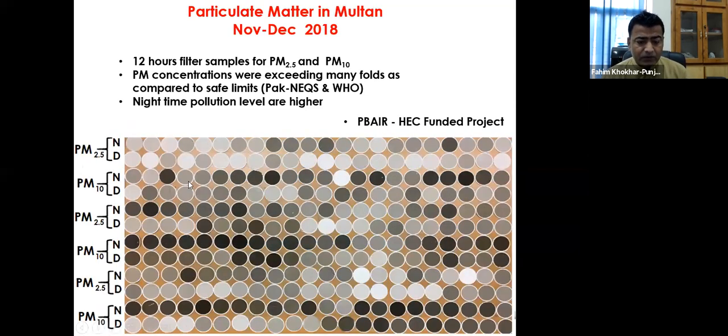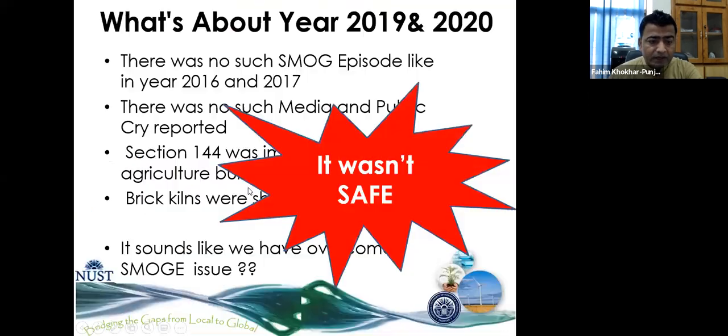This was the city of Multan, relatively cleaner than Lahore, but in some episodes we have very high loading, particularly at nighttime. A similar trend is seen for PM10 and PM2.5, mainly because heavy traffic is allowed during the nighttime. Okay, and 2019-20, it wasn't safe either.